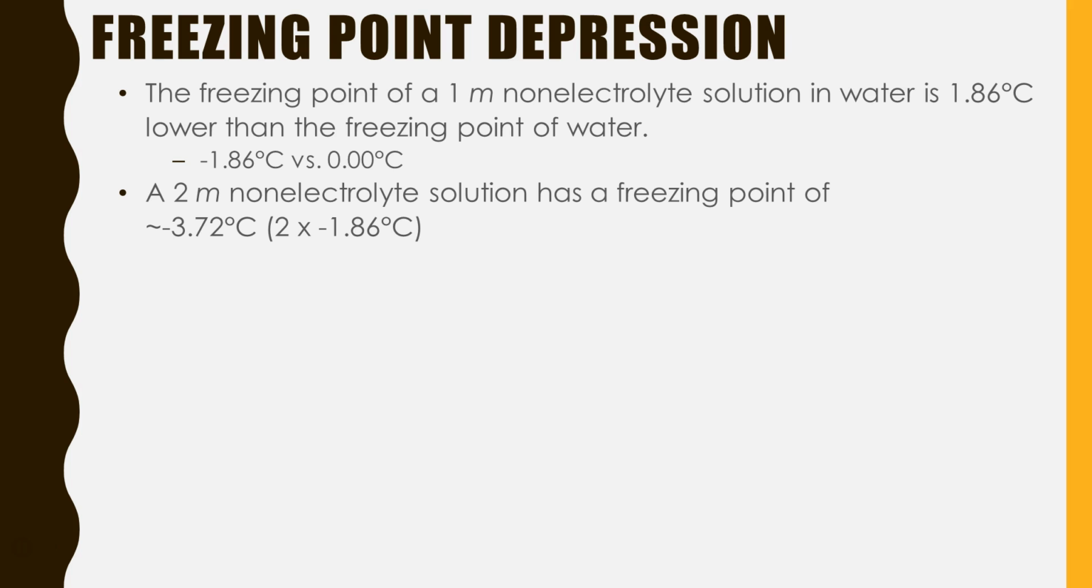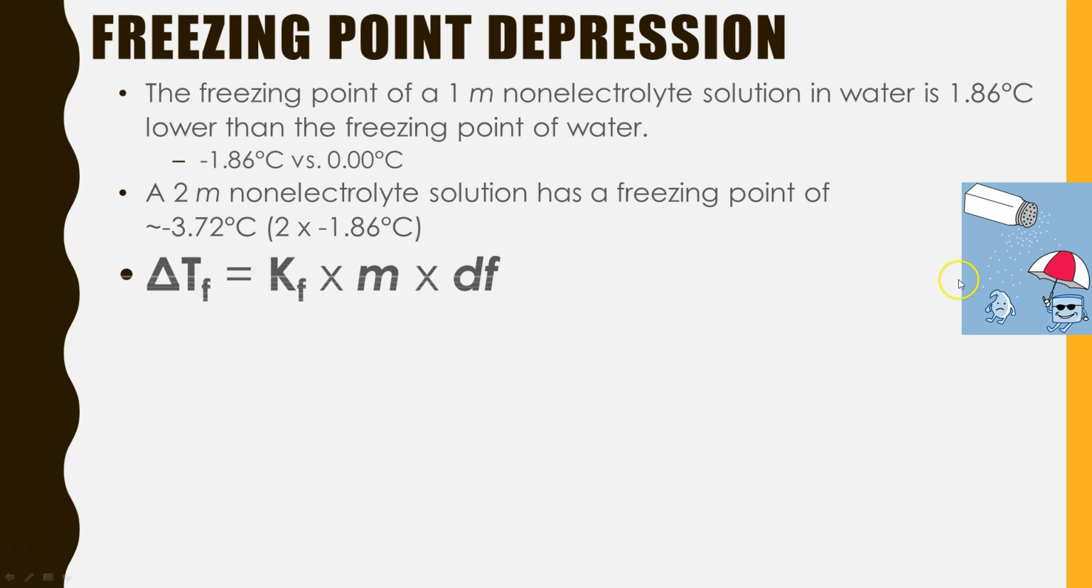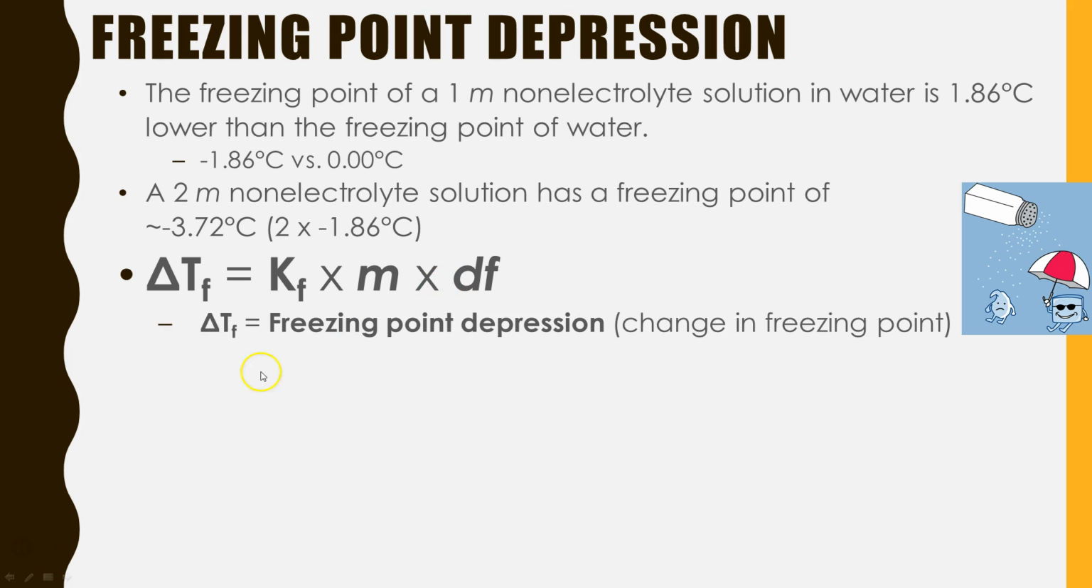A 2 molal solution is going to have a freezing point of -3.72. You can see that's 2 times my 1.86 degrees Celsius. If you put salt on ice, that's what's going to cause it to melt. It's going to go to the liquid portion. So the formula that you need to write down and remember, and we're going to be going through this, is delta Tf equals Kf times m times i.